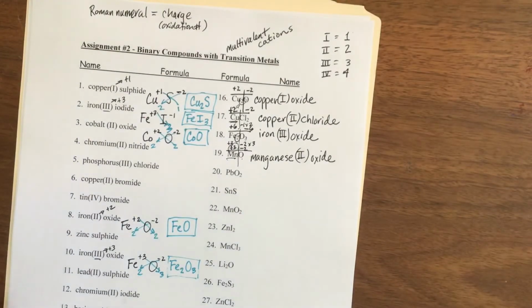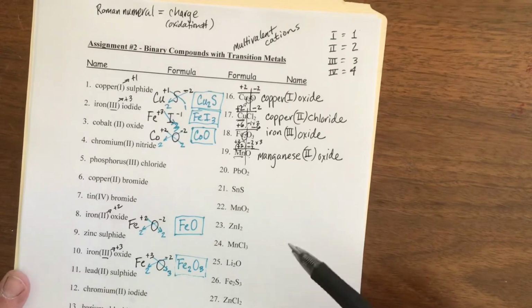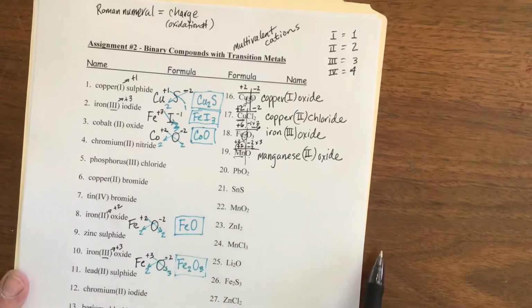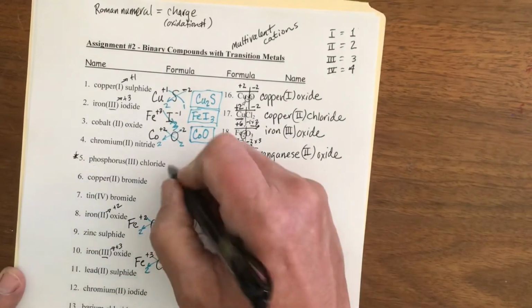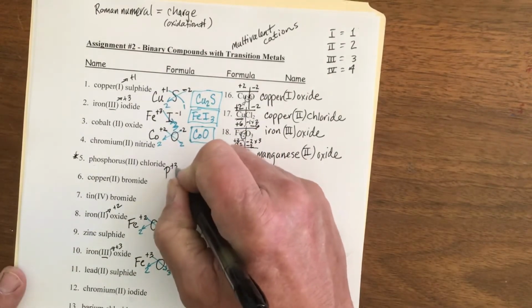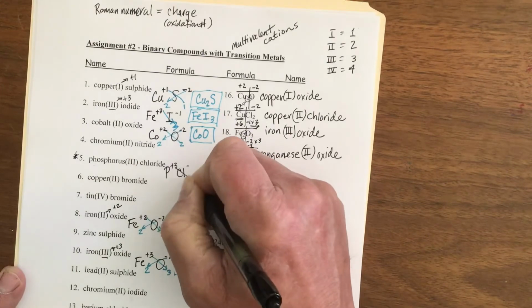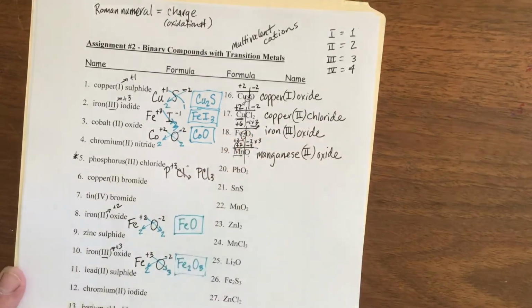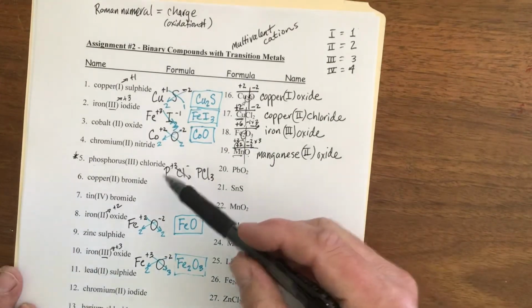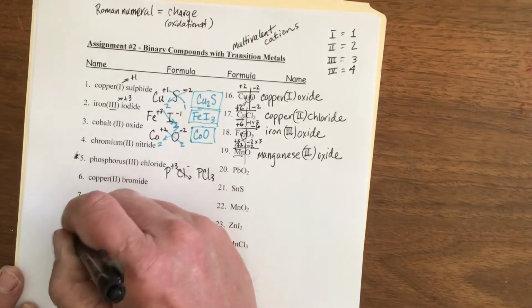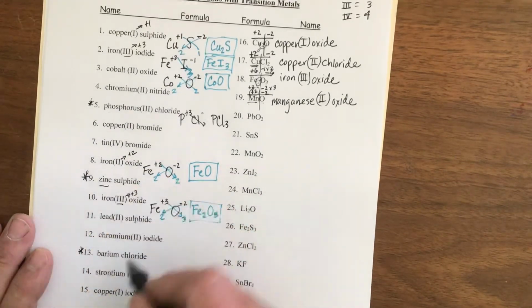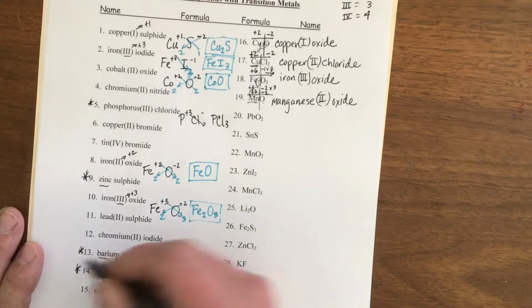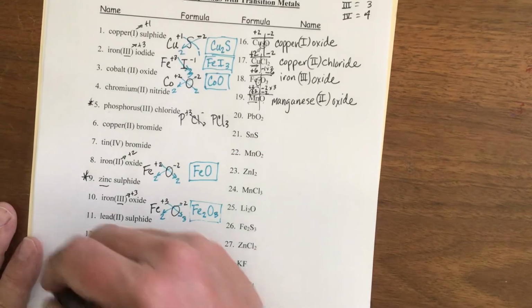Okay, so let's look over here on the names. Phosphorus. Okay, ignore this one. This one's funny. Anyway, this is actually a covalent compound, but it's going to be a phosphorus +3, chloride -1, and it's going to be PCl3. It's actually a covalent compound. But we look at zinc sulfide, barium chloride, because zinc is not multivalent. Barium's group 2. Strontium is group 2. Those are not multivalent.